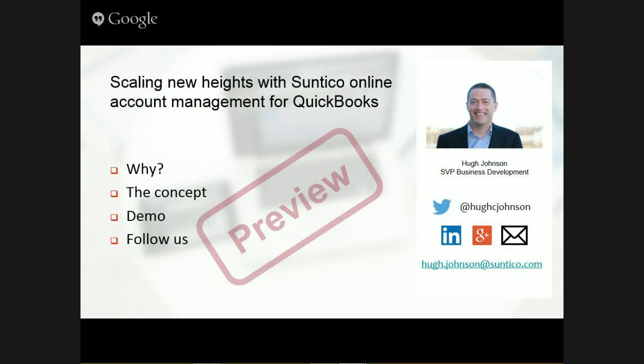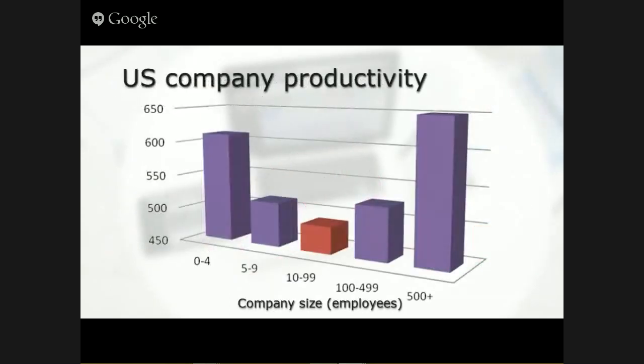But first, let's talk about why. Why are we doing what we're doing? And it's all about productivity. It's all about helping to drive up the productivity of small to medium-sized businesses employing 10 to 100 people. And that's what Suntico does. Because in the past, this segment of companies employing 10 to 100 people have been underserved by the technology industry. And in fact, they've been so underserved that their productivity has suffered.